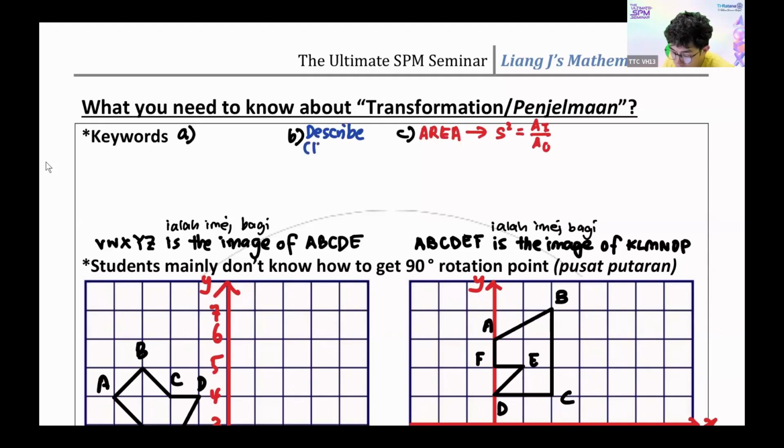Next, part B is about describe. Huraikan. Huraikan selengkapnya, they put something like that. Then part A is about stating the image. Stating the image, state the image answer, but normally it will be point related. So those will be the 3 parts. Now we're going to put a star here. We're going to focus on this.